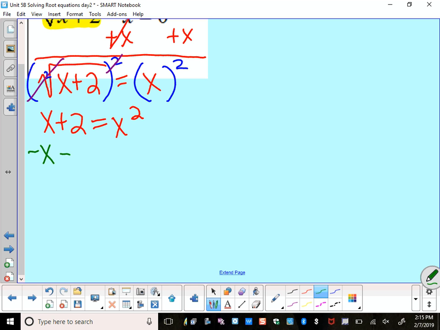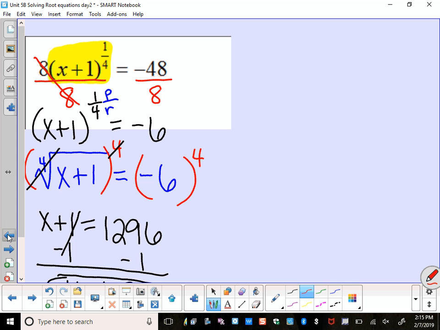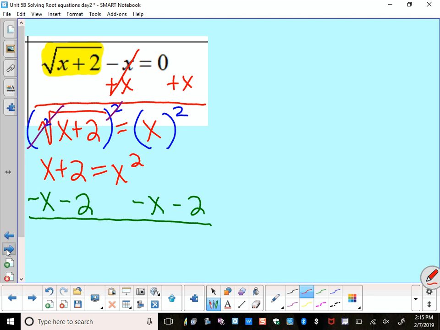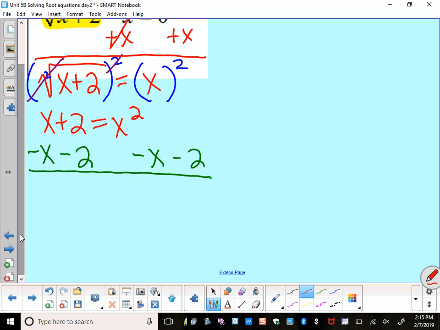I'm going to subtract x. I'm going to subtract 2. I'm just moving everything to that side. It's just like we normally would do. Like here, we subtracted 1 from both sides, right? So why are we going to subtract? Because we can't combine like terms here. So those cancel out. I have a 0 left over. None of these can combine, right? So I have x squared minus x minus 2. How do I solve that problem?